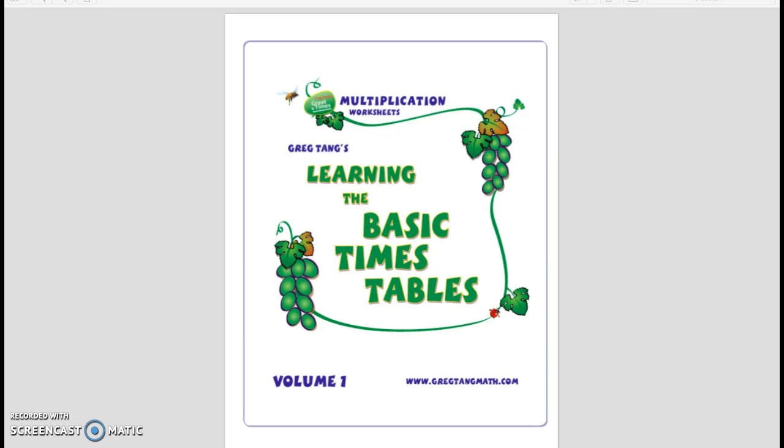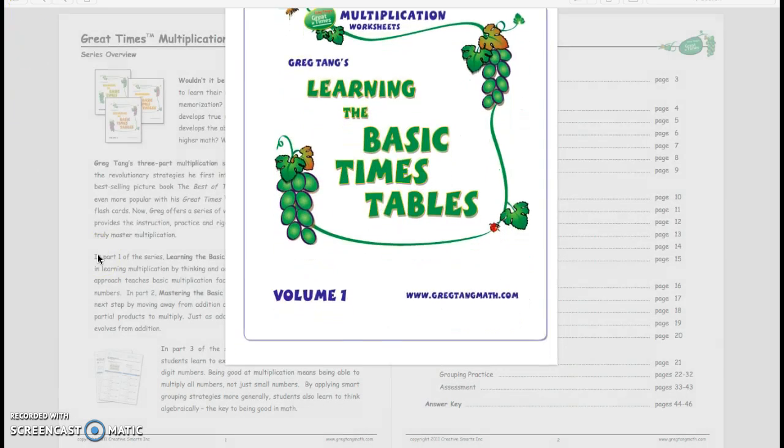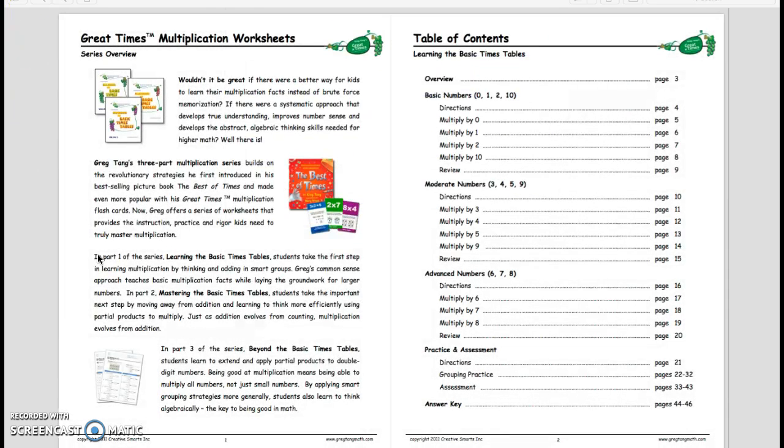This is a resource packet, as I said, from gregtangmath.com. That's their intro page. If you turn, it's all printable, ready to go. He talks about his series overview. This is used to teach kids how to multiply without rote memorization. You can see here it's a 3-part multiplication series. This is part 1, volume 1. So we're learning the basics. It would be the first step.